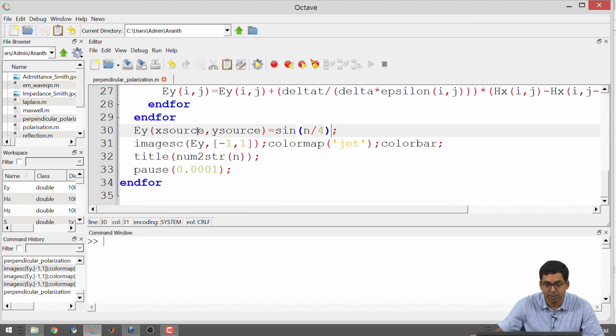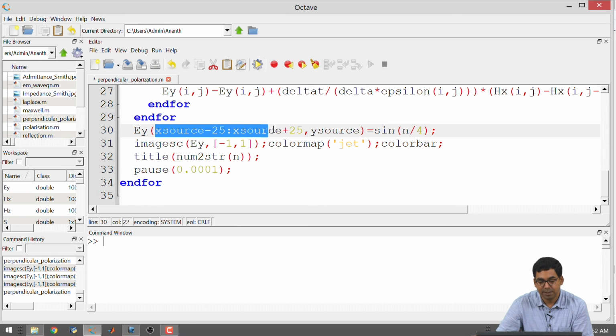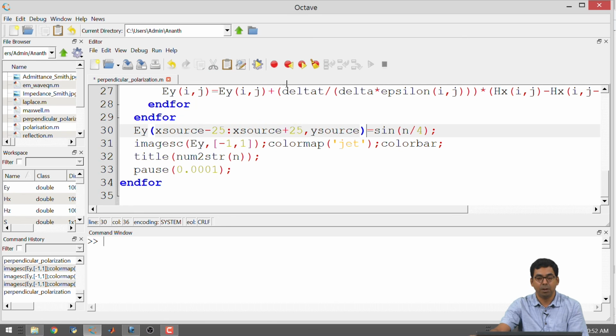For example, I could say that, okay. So, what I have done here is, instead of having a single point, I am having x source minus 25 to x source plus 25. That means that I am going to have a line which is going to be emitting an electric field corresponding to sin n over 4. So, when I run this, you will be able to figure out exactly what I have done.